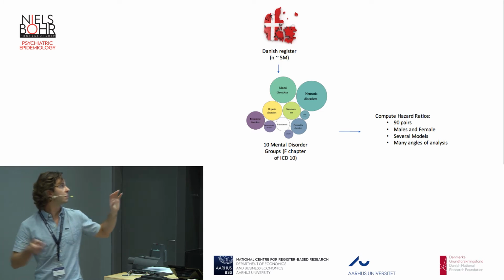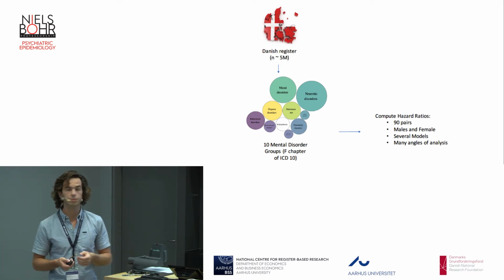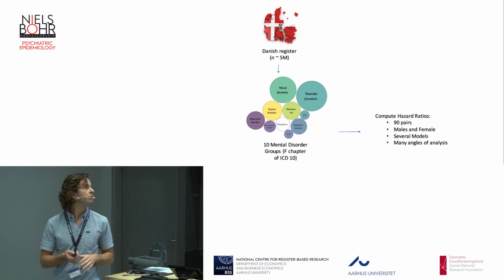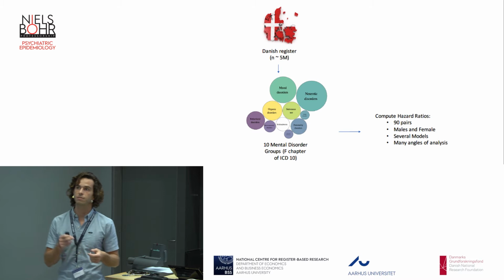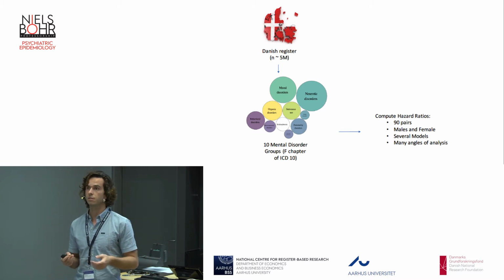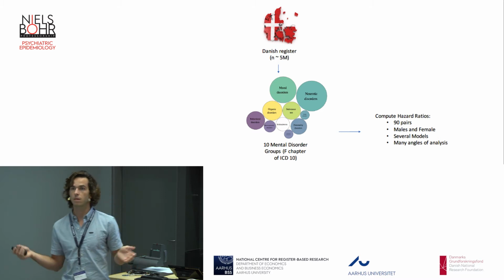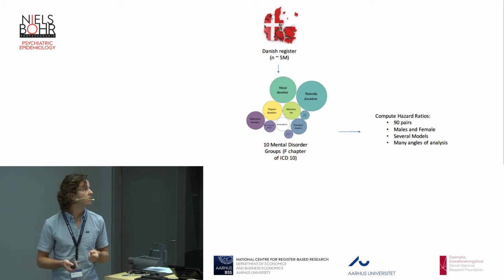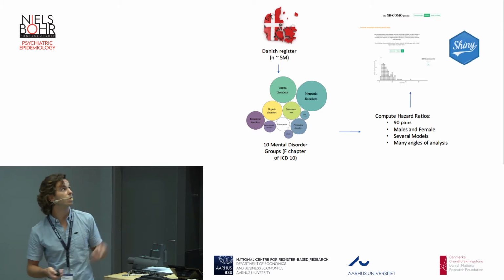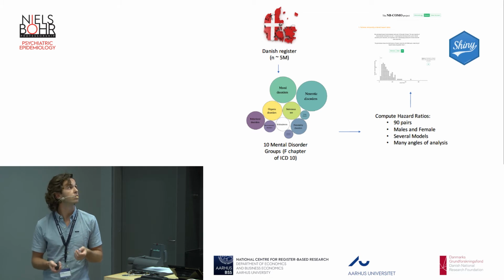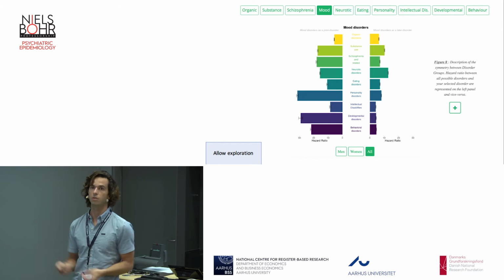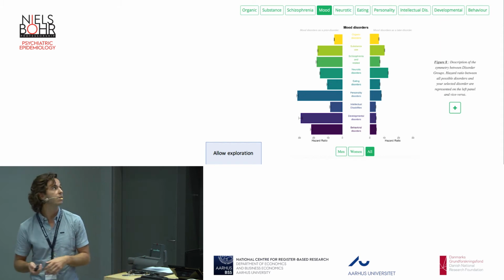We took this dataset and we considered 10 mental disorder groups, the F chapter in the ICD-10, and we computed hazard ratios. So we've got 90 pairs, we had males and females, we've got several models, and we've got several angles of analysis. So we ended up having many hundreds of graphics to do. So instead of putting some really long supplementary materials, we decided to build the website that Oliver has shown to you yesterday. So I'm not gonna give a huge description because he's shown more or less everything pretty well yesterday.